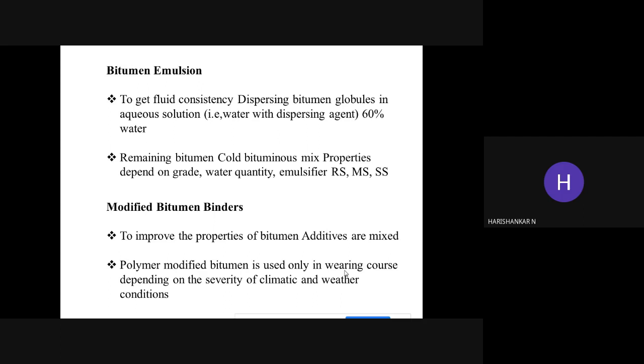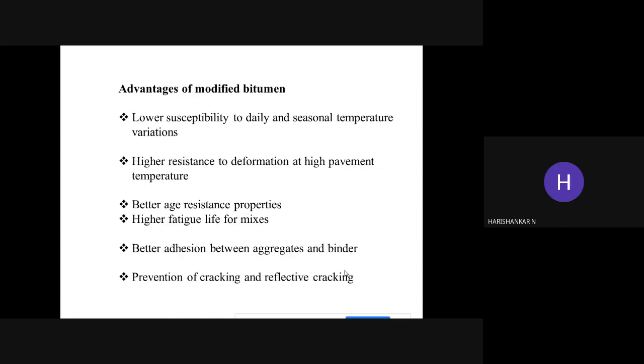So once you heat it, it can be directly added to the bitumen so that it will improve the properties, and rubber can be added. So a lot of materials can be added just like this in order to make the bitumen modified. So it is having some advantages.